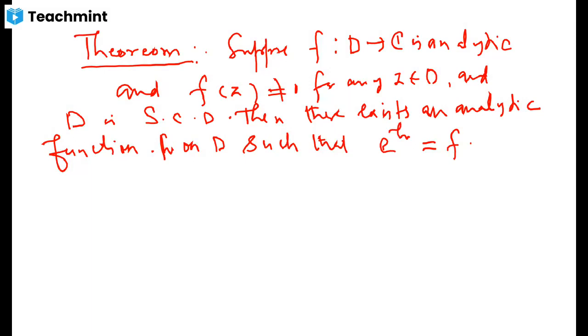See, this is what happens in real numbers also: if a number is a non-zero number, then that number can be written as exponential of some number. And this is what happens here in complex analysis also. If you have a non-vanishing analytic function on a simply connected domain, then that non-vanishing analytic function is an exponential of some analytic function. See how the proof of it we are going to do.